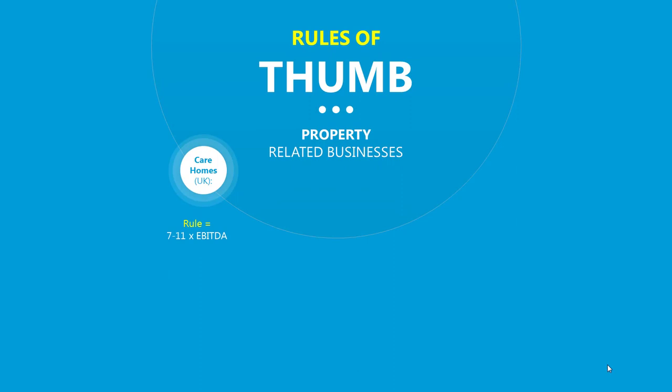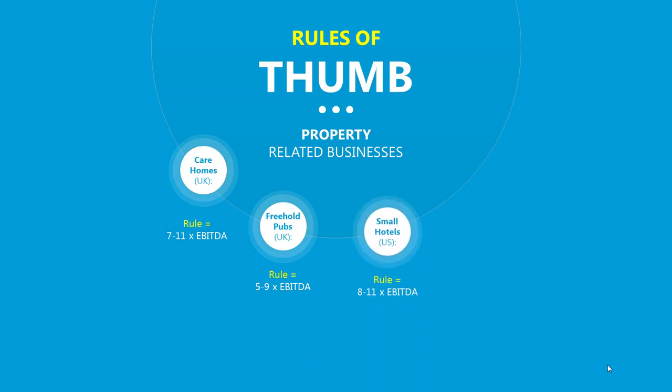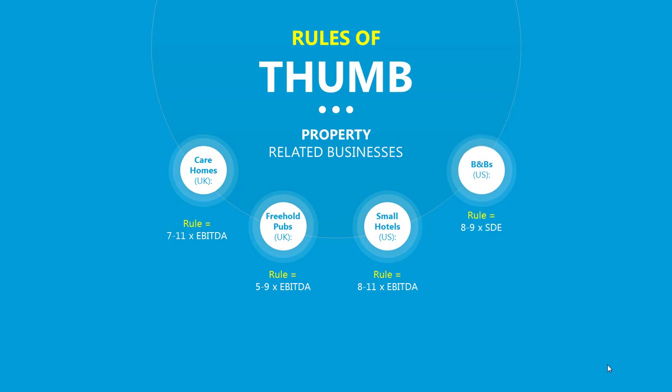Care homes in the UK sell for between 7 and 11 times EBITDA. Freehold pubs in the UK sell for 5 to 9 times EBITDA. In the United States, small hotels sell for between 8 and 11 times EBITDA, and B&Bs sell for between 8 and 9 times their seller's discretionary earnings. These rules of thumb are based on a multiple of earnings, EBITDA or SDE as the case may be, and they include the property and assets of the business. That's why the multiples are so high.